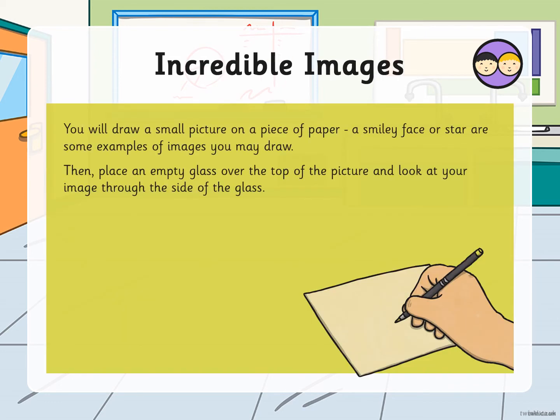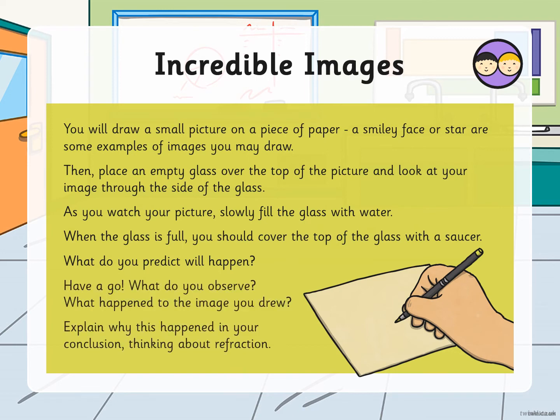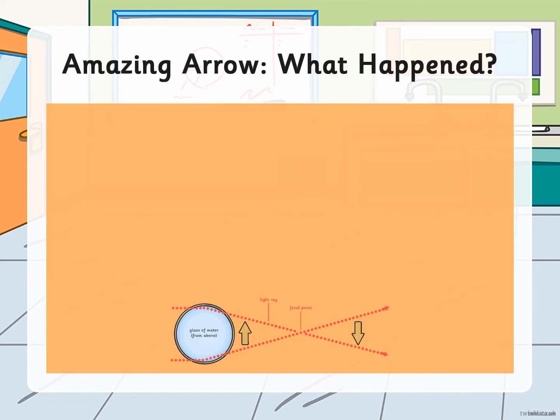Okay, so you can draw a picture on a piece of paper. It could just be something really simple like a smiley face or a star, all right? Then you're going to place an empty glass over the top of the picture and look at your image, all right? And then as you watch your picture, you're going to fill the glass with water. Maybe you could get an adult to help you with this, okay? When the glass is full, cover the top of the glass with a saucer and predict what you think will happen, okay? Record your observations, all right, and see if you can explain why it's happened. So can you use that word refraction? Can you use the bending of light? See what happens.